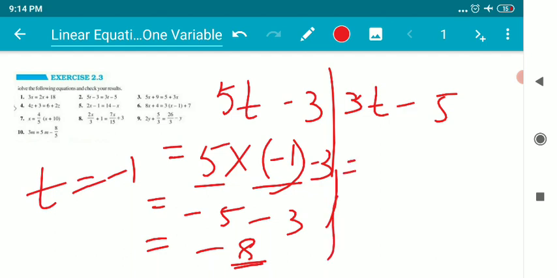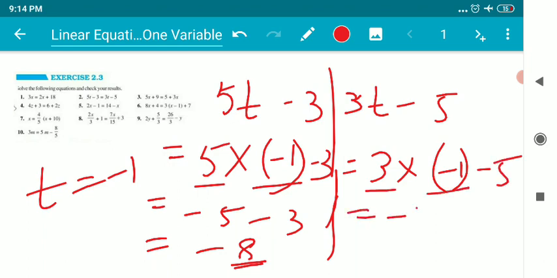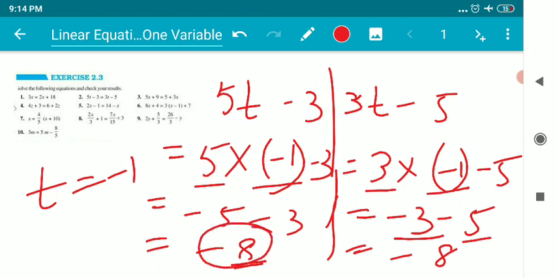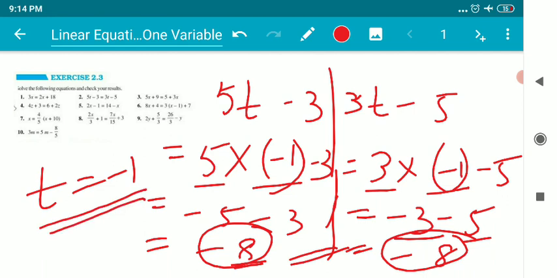Similarly, 3t minus 5 will be 3 into minus 1, because the value of t is minus 1, minus 5. Now children, 3 into minus 1 results in minus 3 and minus 5. So minus 3 minus 5 results in minus 8. So what we can see from here is that my left hand side and my right hand side are coming the same. That means it's verified, and my answer of t as minus 1 is absolutely correct. So children, this is how we have to deal with this kind of questions.